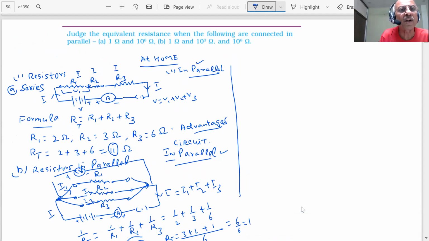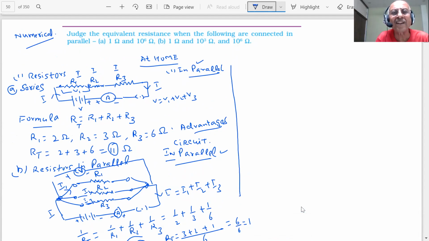Now, yes, a question is coming in the paper, a numerical. Students, what it says: find the equivalent resistance when the following are connected in parallel. You have 1 minute for each question. First question, 1 ohm and 10 power 6 ohm, they are connected in parallel. What will be the equivalent resistance, students? Calculate this value. You have 1 minute to answer the question.